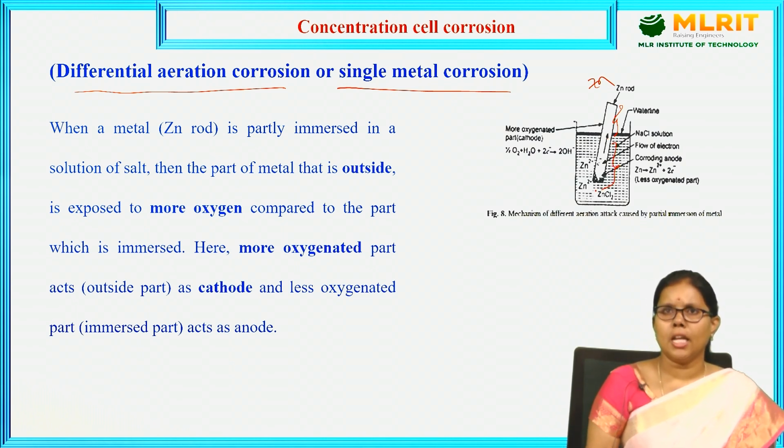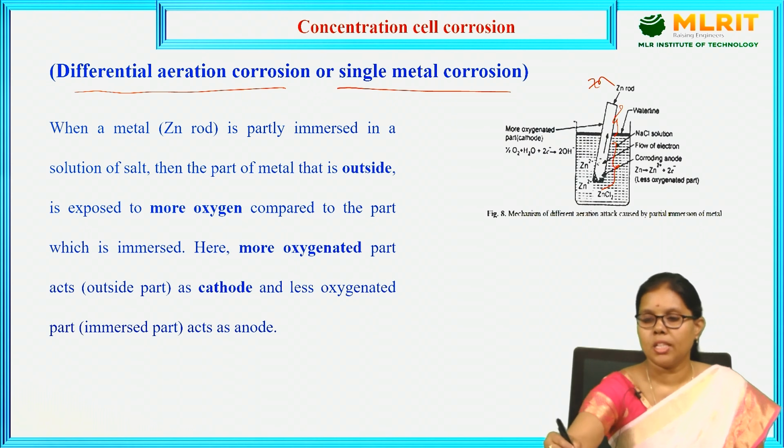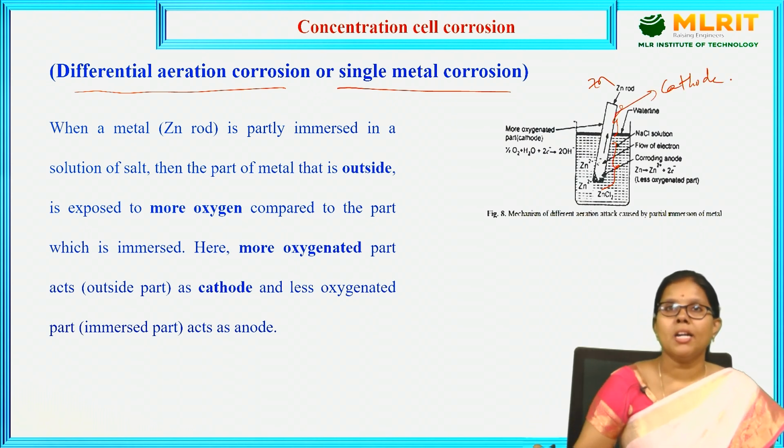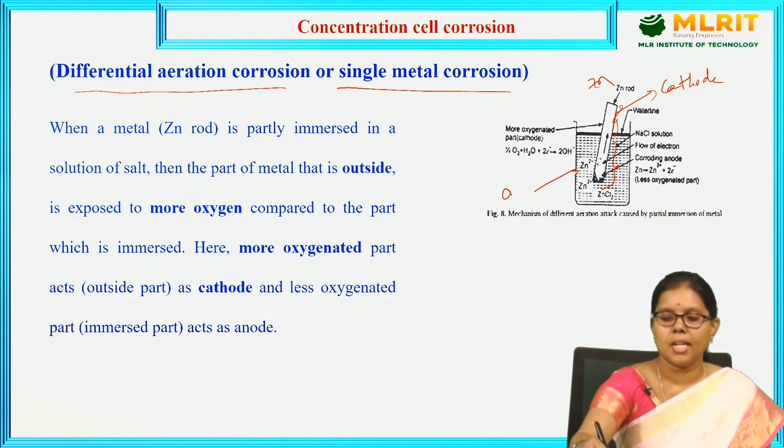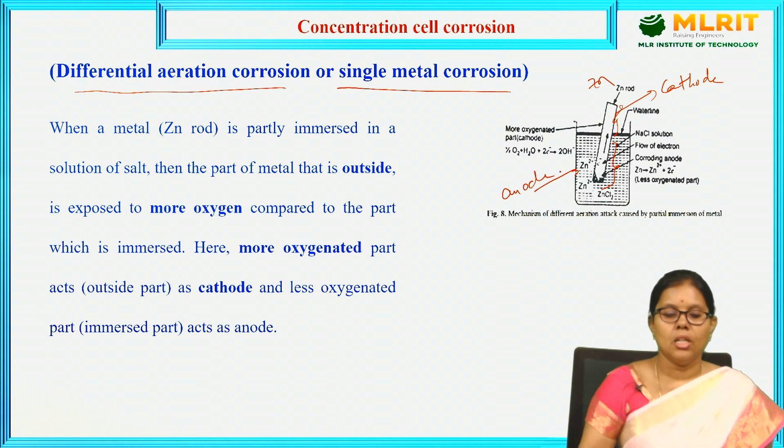The part surrounded by the atmospheric condition acts as the cathode. The part which is dipped into the zinc chloride solution acts as the anode. So, when a zinc rod is immersed partially in a salt solution, the part exposed to more oxygen acts as cathode, and the part exposed to less oxygen acts as anode.